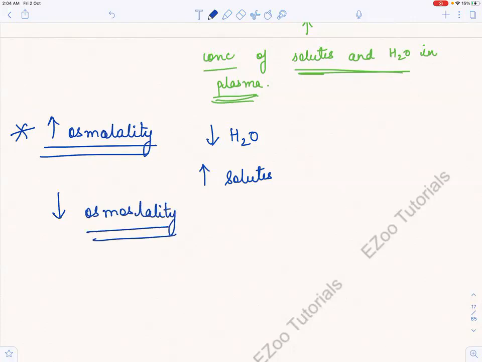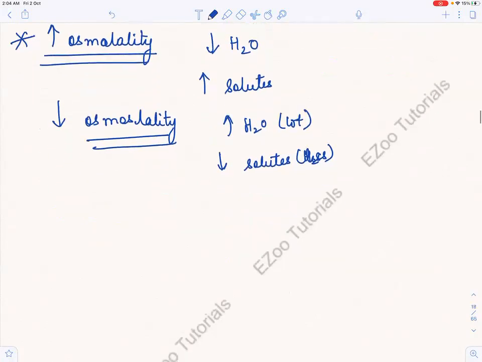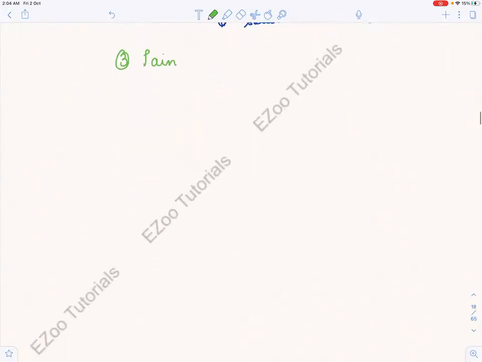It means that there is a lot of water and less of solutes. There is less of solutes, right? And I'll tell you one more stimulus, the third stimulus, which is pain. So antidiuretic hormone is also secreted during the time of stress or pain. So now let us see a few more things.